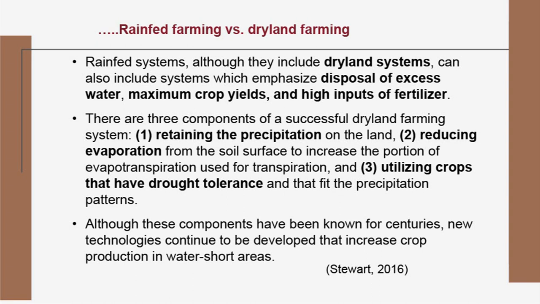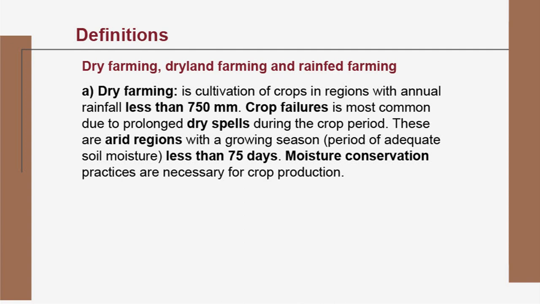One is related to environment or rainfall, means you need to conserve it, you need to harvest it. And second is some measures by which you can reduce the losses of the water. And third option is crop management practices. By these three measures, we can improve the productivity of rain-fed or dry lands. Although these components have been known for centuries, new technologies continue to be developed that increase crop production in water-short areas. Now see some definitions of dry farming, dryland farming and rain-fed farming.